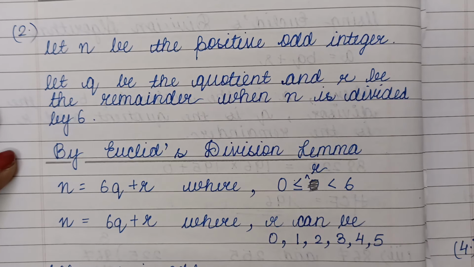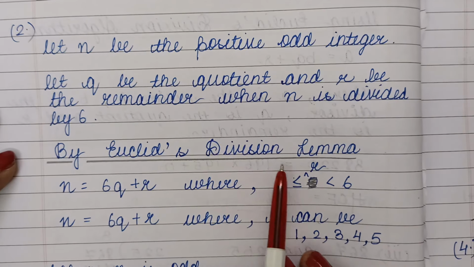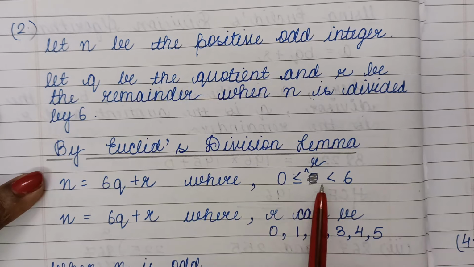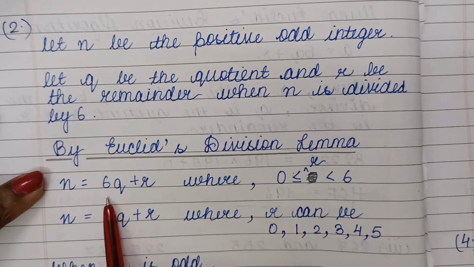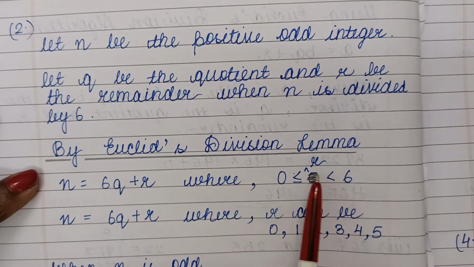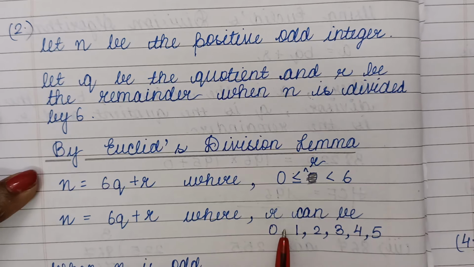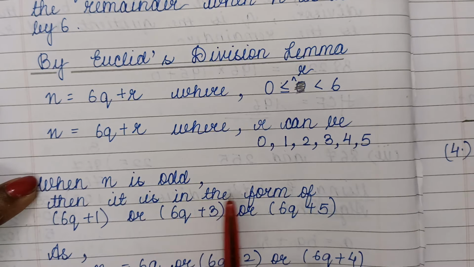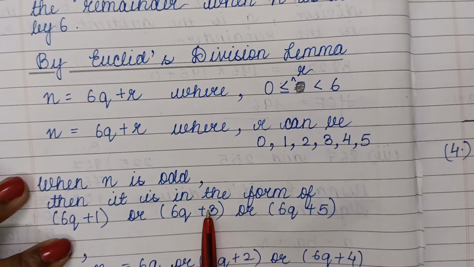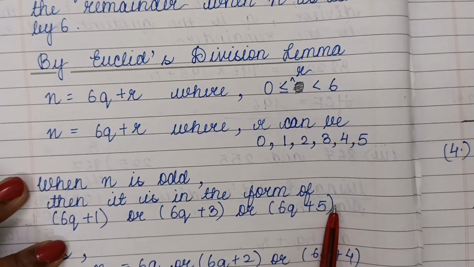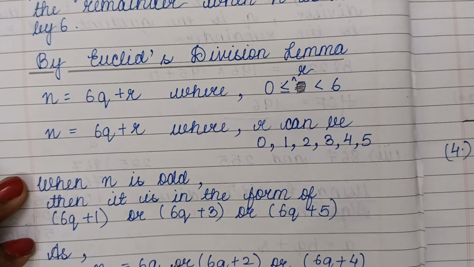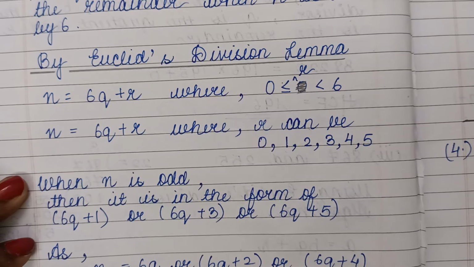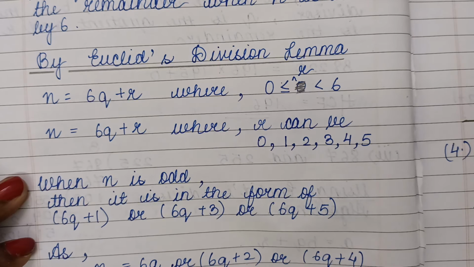So by Euclid's division lemma, n equals 6q plus r, where r is greater than or equal to 0 and less than 6. So r can be 0, 1, 2, 3, 4 or 5. Now when n is odd, it is in the form 6q plus 1 or 6q plus 3 or 6q plus 5, as n equal to 6q or 6q plus 2 or 6q plus 4 are the even values of n.